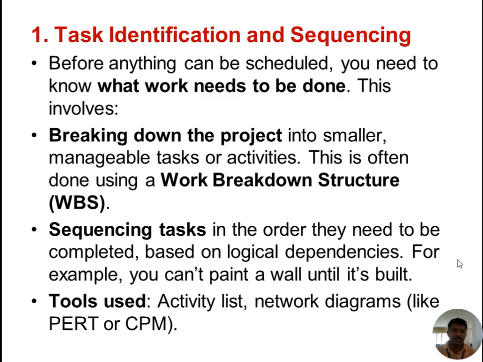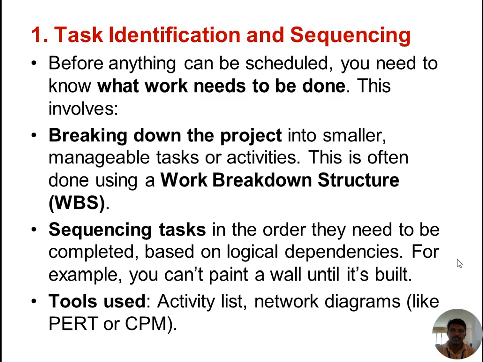It means first of all to clearly identify the project objective. Let us know briefly about task identification. Before anything can be scheduled, you need to know what work needs to be done. This involves breaking down the project into smaller manageable tasks or activities. This is often done by using a work breakdown structure, or WBS.